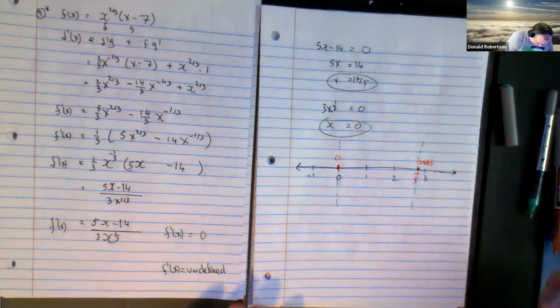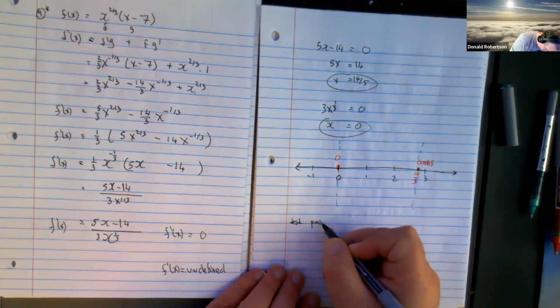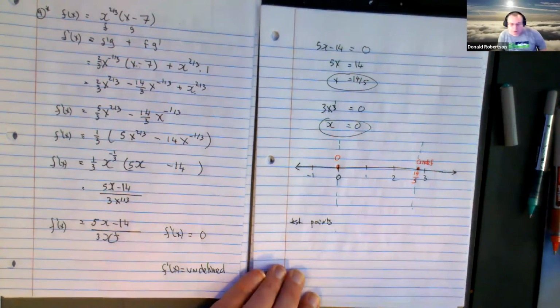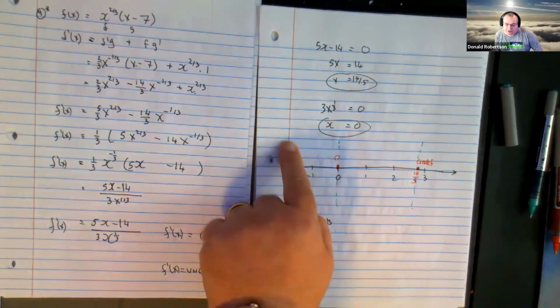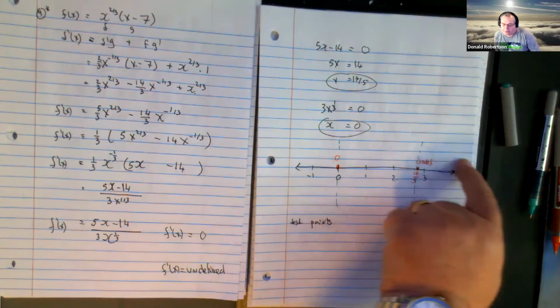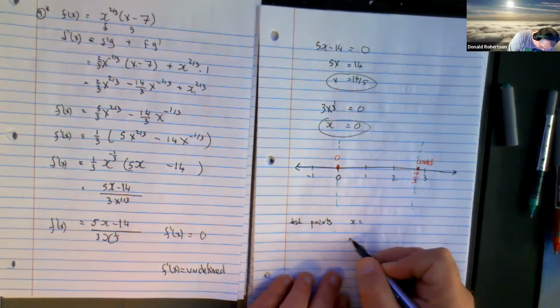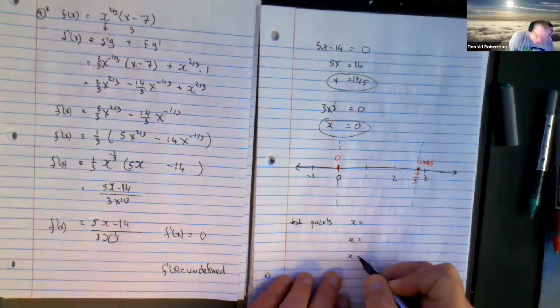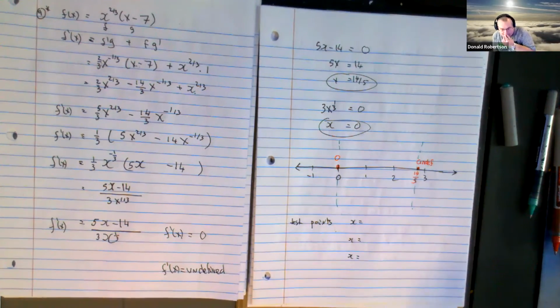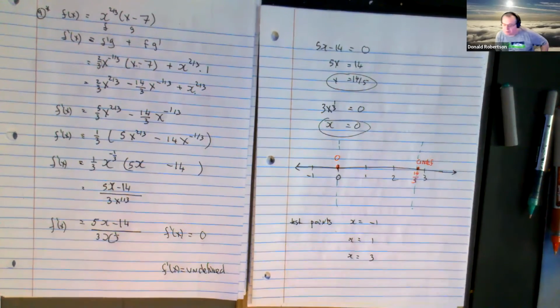So I need some test points. Okay, I've got a region here, I've got a region between here and here, and I've got a third one over here. I need some test points. In fact, I need 3. Anybody want to throw one at me? -1, 1 and 3. Right, make it easy, make it simple.